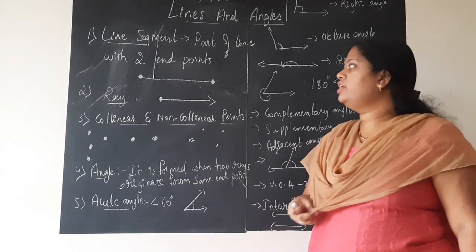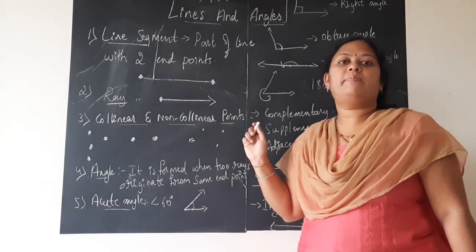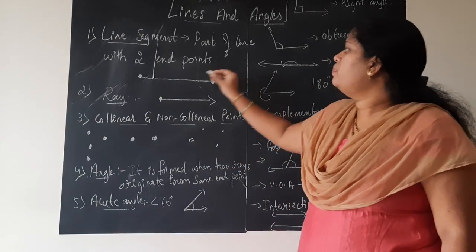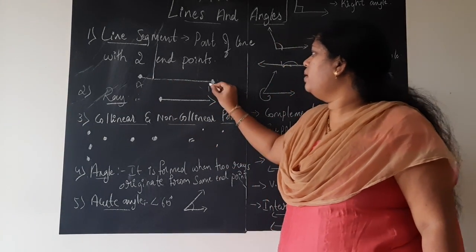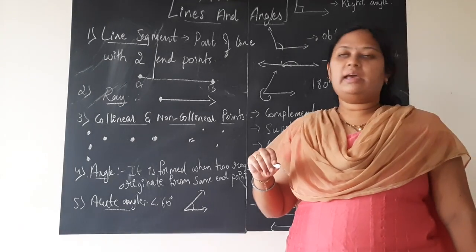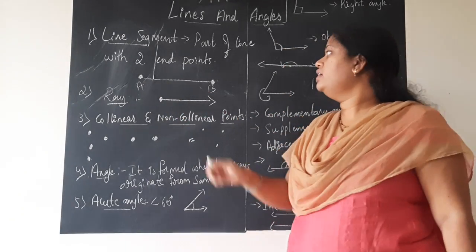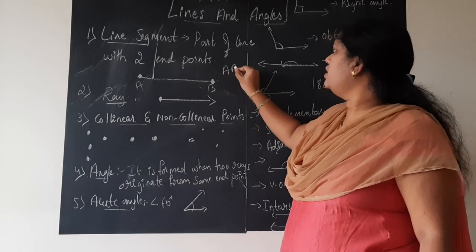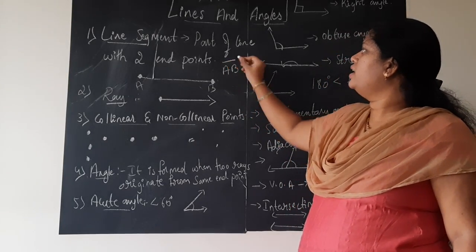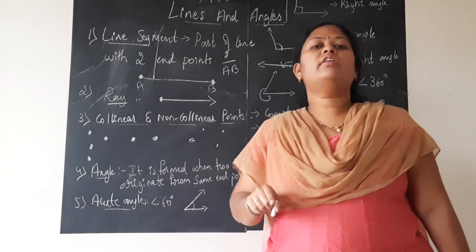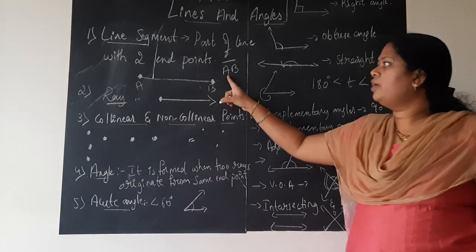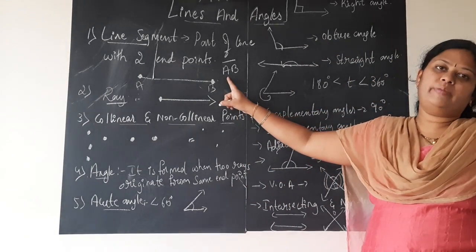In any given figure, if you are representing a line segment, suppose you label the line segment as AB, you will draw it like this. If asked to write it in terms of letters, you will write AB and put a bar or line on its head. This is how you represent the line segment geometrically.